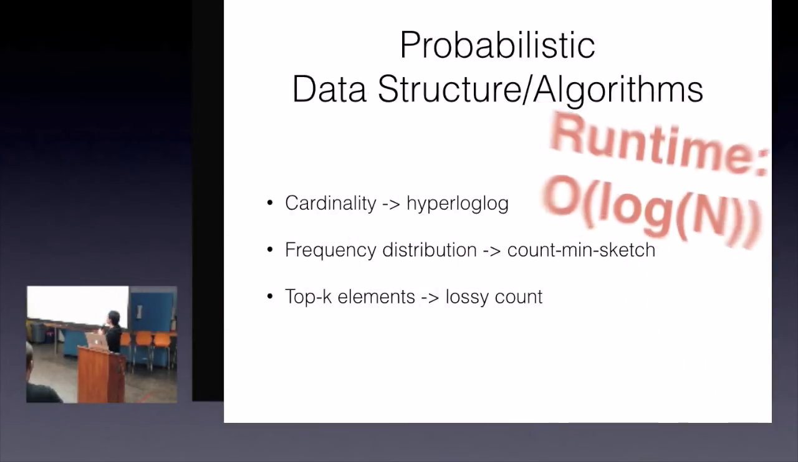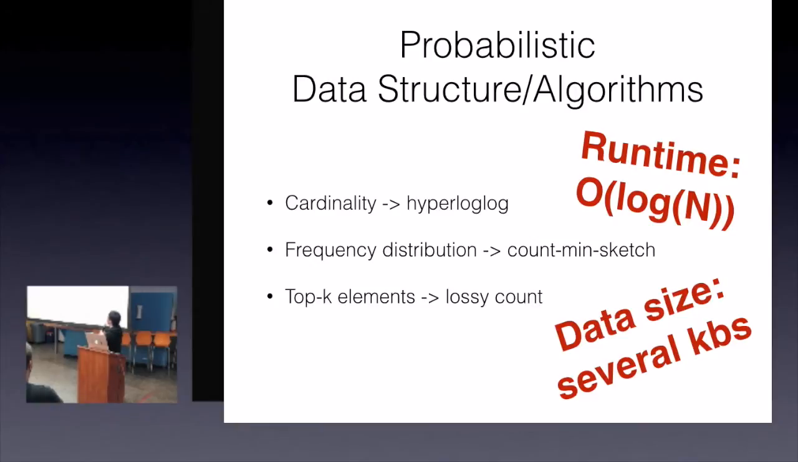And each of the algorithms actually has really good runtime, since the elements can be merged together, which in MapReduce terms is called a combiner. It usually can get O(log n) runtime. So even if your input set is really, really large, it can run really fast. And better than that, the data size is only several kilobytes.